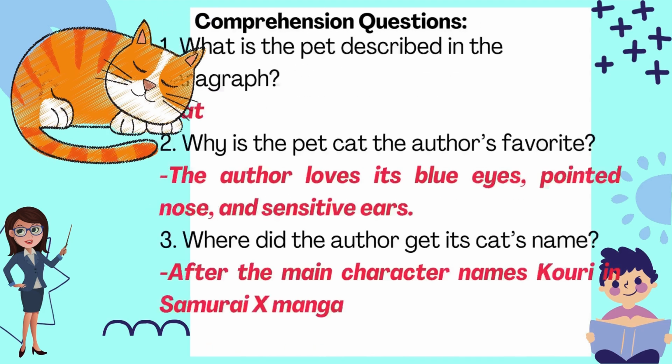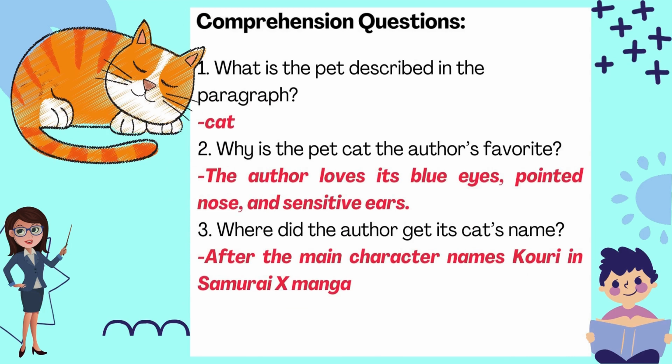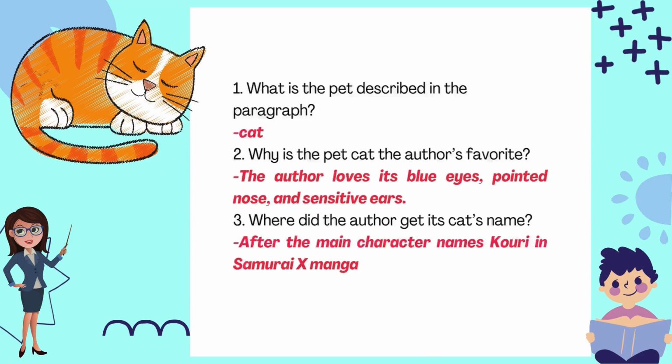Now, take a look at your answers. Number 1. What is the pet described in the paragraph? Cat. Why is the pet cat the author's favorite? The author loves its blue eyes, pointed nose, and sensitive ears. Where did the author get its cat's name? After the main character named Kaori in Samurai X manga. Did you get it right? Amazing!